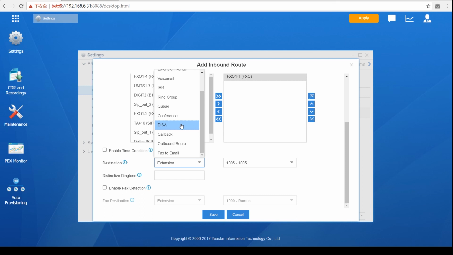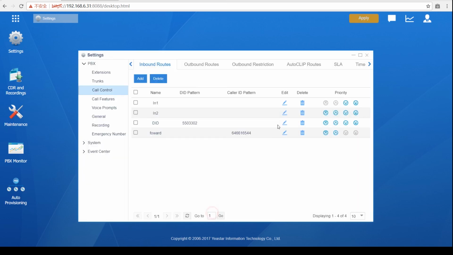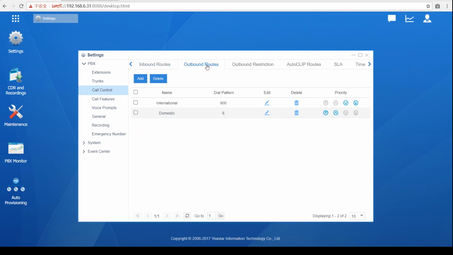So once again, DISA and inbound to outbound are mainly used for employees, not for callers, outside callers to be more precise. So this is our option here: phantom extension with call forwarding. Now we need to move on. We have been talking about inbound routes, so let's click save to have these inbound routes set. Now let's move to outbound routes.